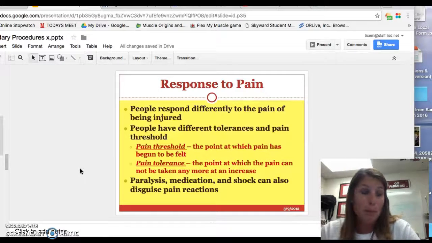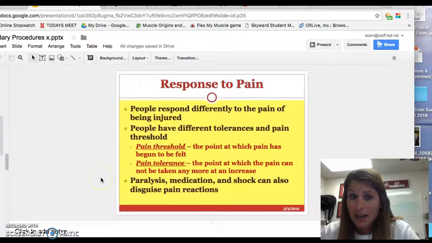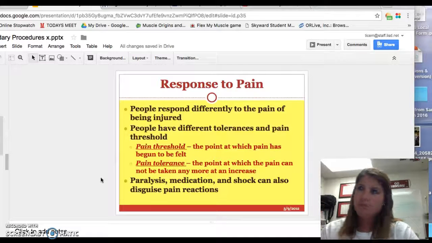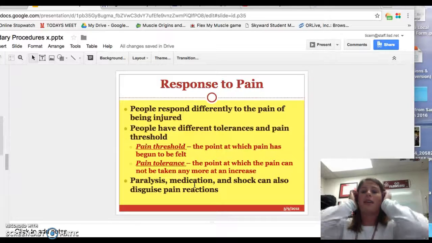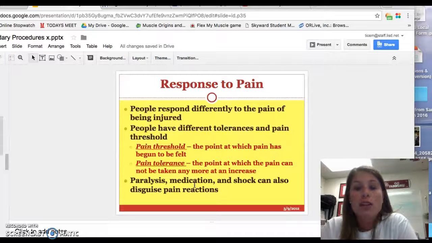There are differences in males versus females when it comes to pain threshold and pain tolerance. But there are some other things that can affect that, like paralysis. If you can't feel it, then you have an altered concept of pain threshold and pain tolerance, because your nerves aren't firing. Any medication that you're on can alter the way things feel on you. Same thing with shock. When you're going into shock, your body is starting to shut down, and so that is going to play a role in how your body responds to pain.